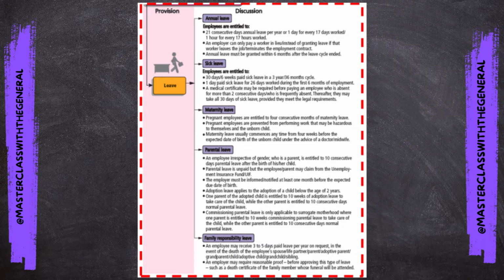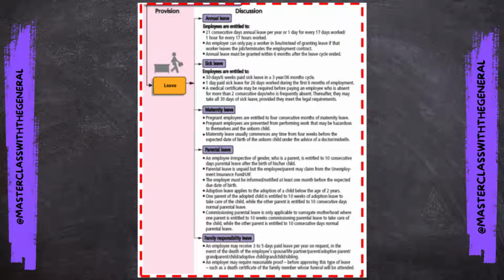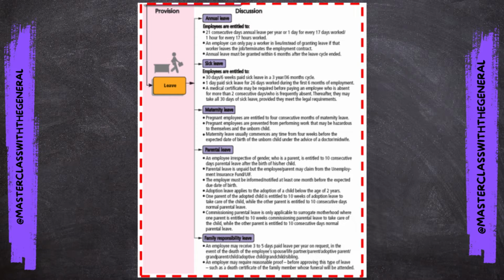The next provision we are going to talk about is the most popular one. It's called leave. Now, what do we mean by leave? We have different types of leave. Annual leave. Number one, employees are entitled to 21 consecutive days annual leave per year, or 1 day for every 17 days worked, or 1 hour for every 17 hours worked. So you don't have to put all of that. You can just take 21 consecutive days annual leave per year.